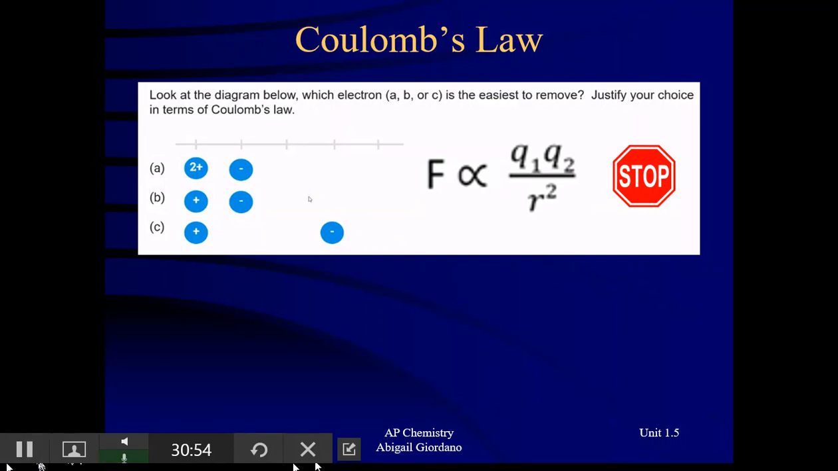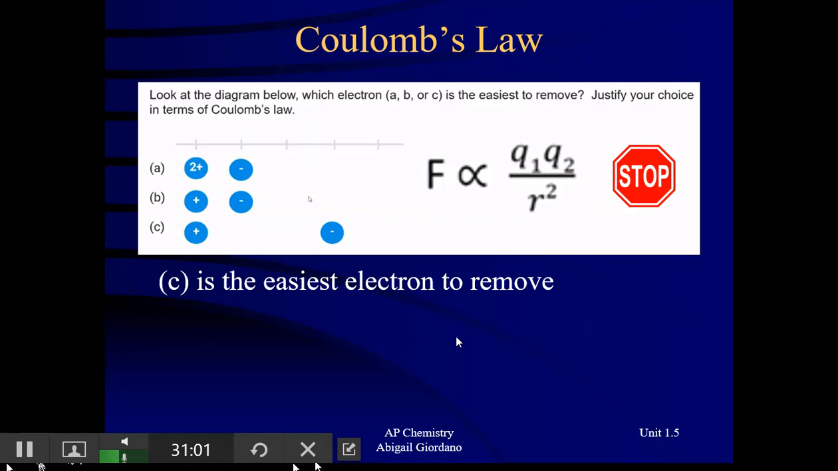All right. So I'm hoping that you realized that C is the easiest electron to remove. And when we say easiest, we mean the one that is going to experience the weakest attraction between the two particles. Okay? C is the answer. Now, I imagine many of you would have gotten that. The tricky part is explaining it in terms of Coulomb's law.